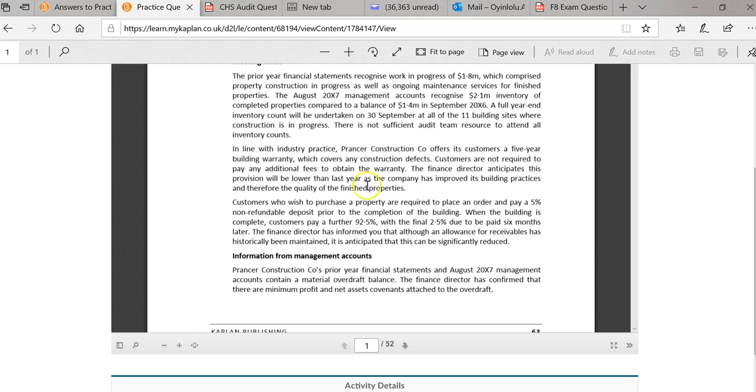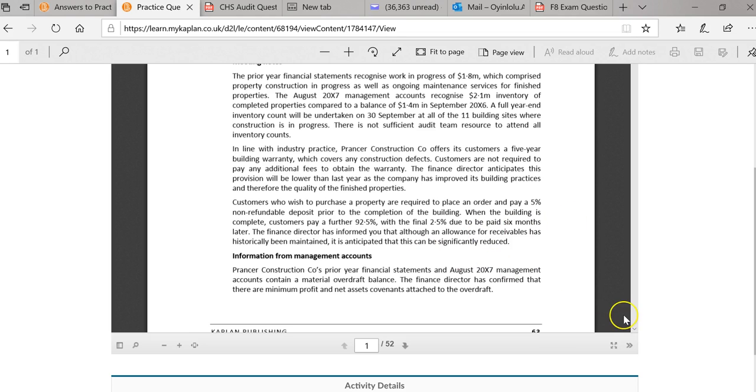There's a question of building warranty here. Again, this is the potential for a provision. He anticipates this, so we ourselves must examine whether or not this is true. And then there's this question of recognizing revenue early. This is a deposit, so it's not revenue. We're expecting our journal to be debit bank, credit deferred income, not credit revenue. So there must not be any early income recognition.